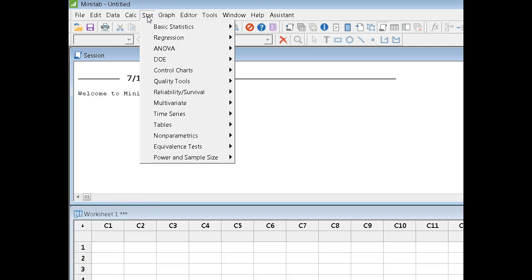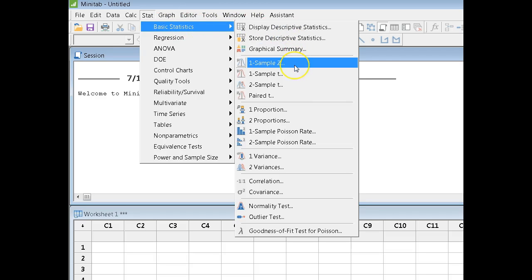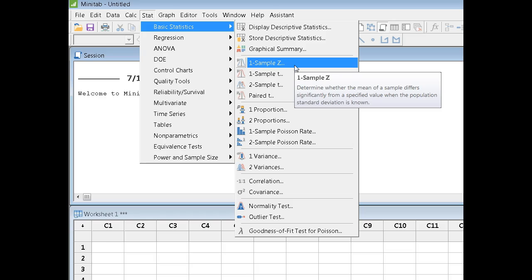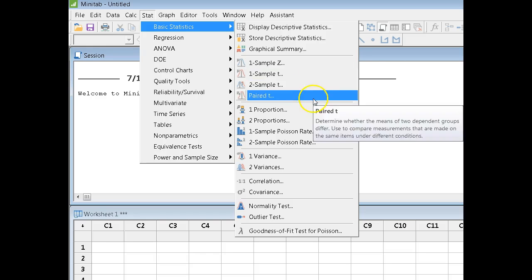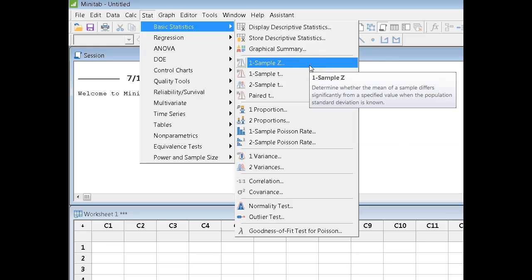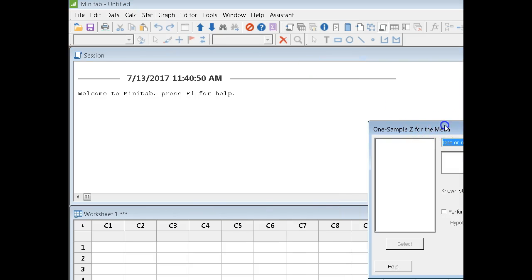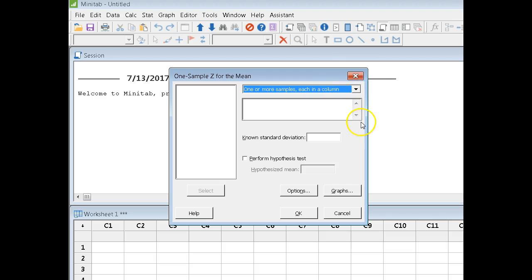Okay, to get the confidence interval on the entire population, we go to Stat, Basic Statistics. We're going to use this thing that's referred to as the one sample Z, or sometimes it's called a Z interval. And as the little blurb here tells us, you use it when the standard deviation is known, or when your sample size is really large.